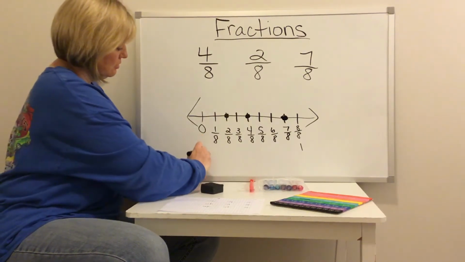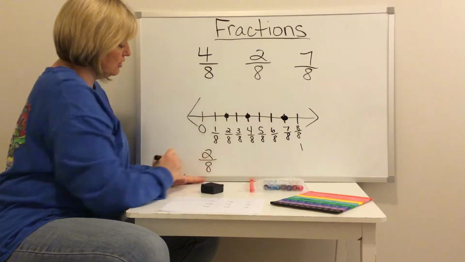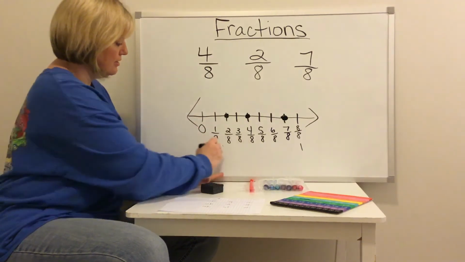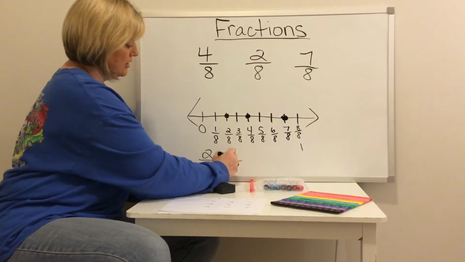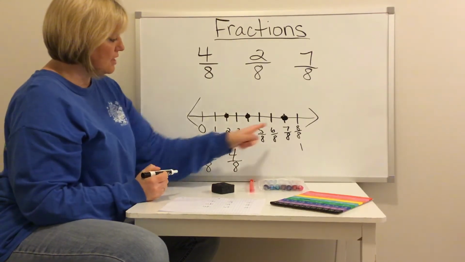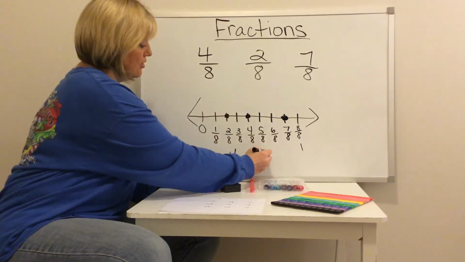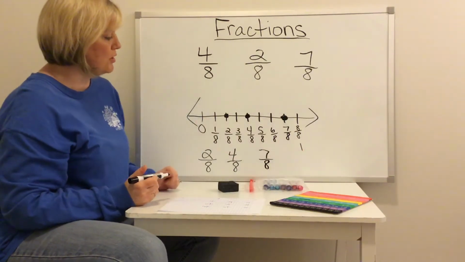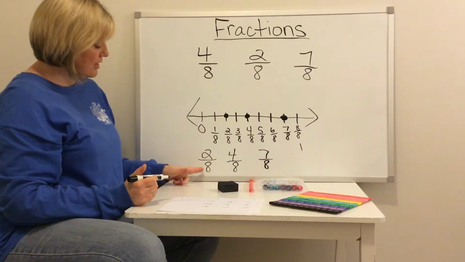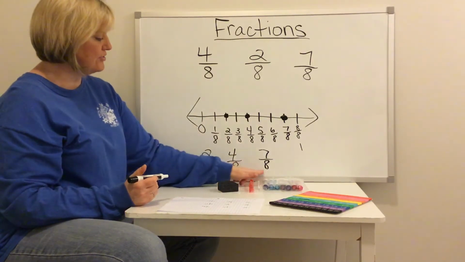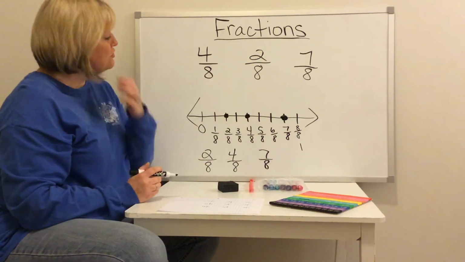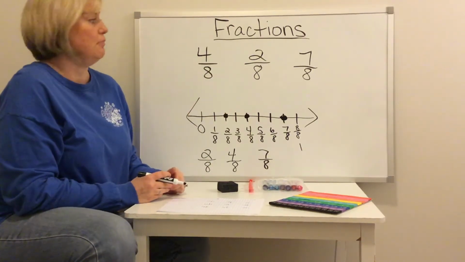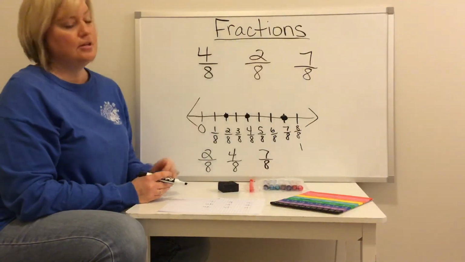2/8 is your smallest one, it's closest to the 0 on the number line. Then 4/8 is in the middle, and then 7/8 is up here towards the top of the number line, closest to 1 whole. So least to greatest, 2/8, 4/8, and then 7/8. So it's very easy to order fractions whose denominators are all the same number. Okay, you can just look at the numerators.